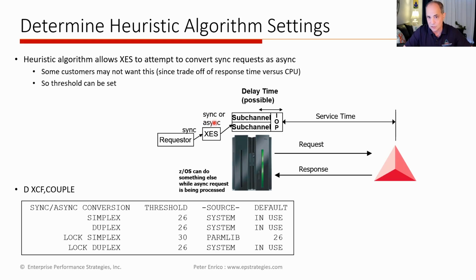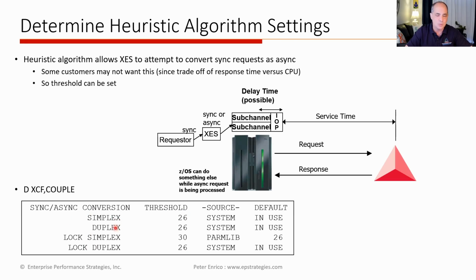So for certain structures, especially lock structures, we're going to be interested in whether the requests are being changed over to asynchronous. Because that says to us that the SES component of the operating system feels like performance isn't good enough to get good response time. Now, if you're interested in what those threshold values are for changing from synchronous to asynchronous, if you execute the D XCF,COUPLE command on your console, part of the display is going to look like this. And what this is telling us is what the threshold value is to make the request asynchronous.